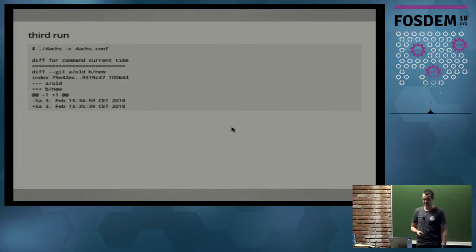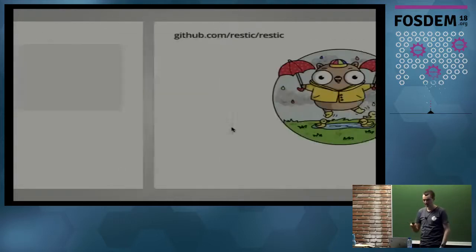And on the third run, you can see that I waited a few seconds and then the date command was run. The output has changed and there I can see the diff. And I'm using this one to, for example, run this in a crontab somewhere and have a find command running, which reports all the things that are there.